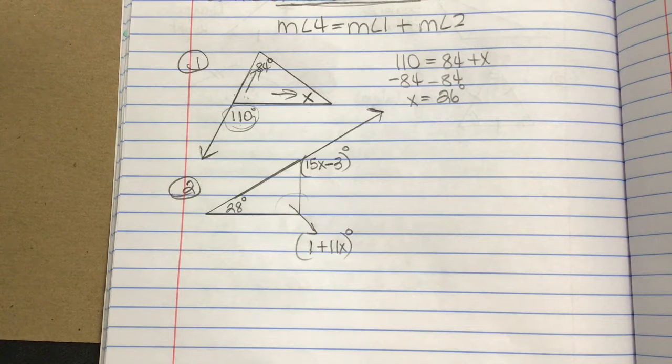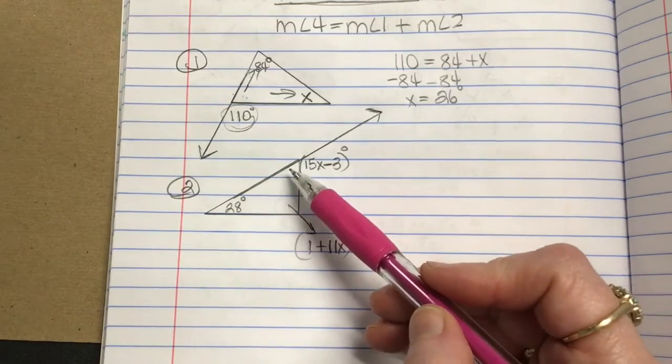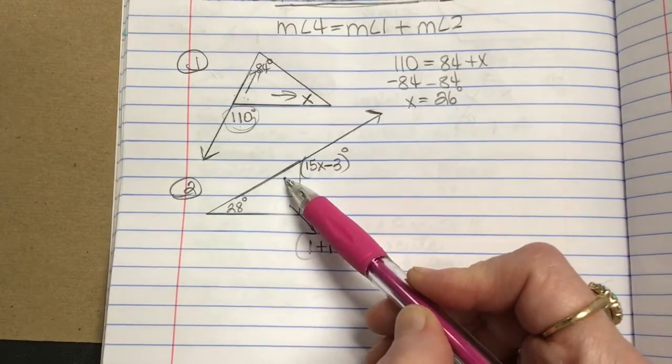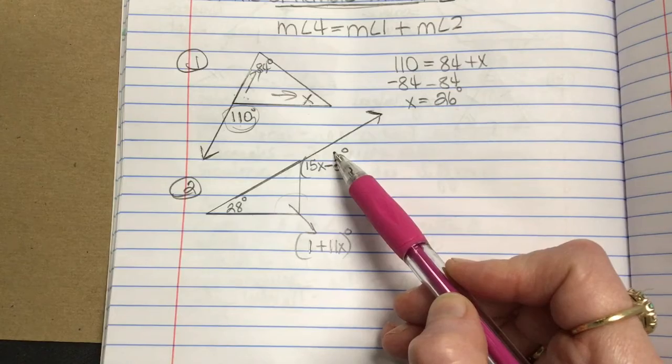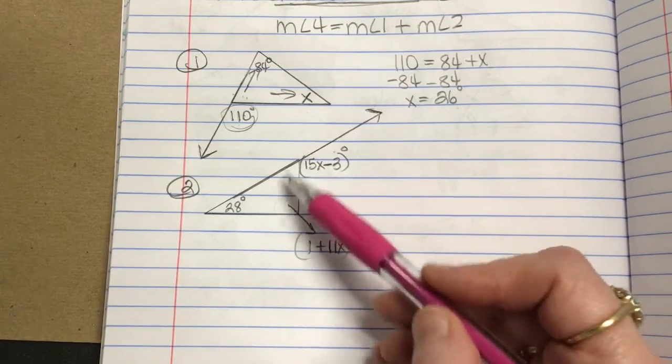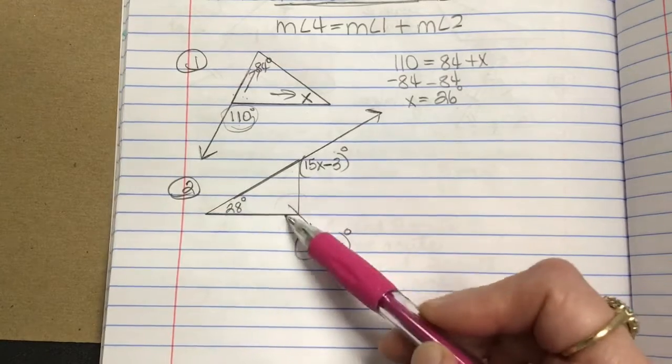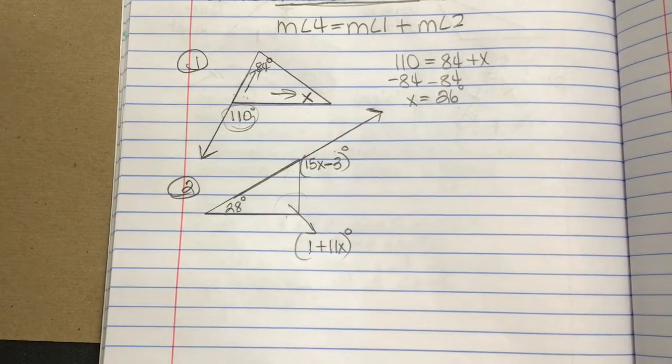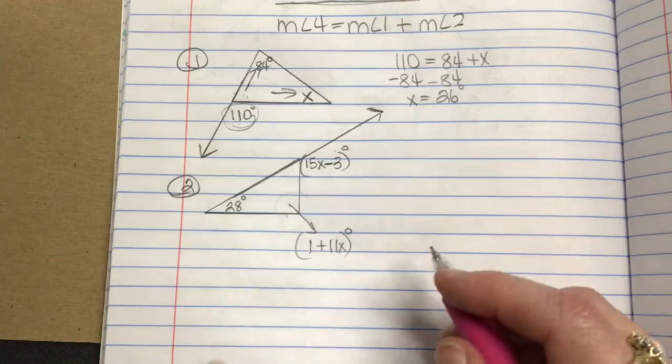Now, I won't tell you that it's impossible to do it if you don't know this rule, but you would have a lot of work because to find this one, you would have to do 180 minus that. So you'd have to distribute the negative, get a thing with an x in it, and then you'd have to say all three of these add up to 180. So that's where it gets a little messy. But try the new rule.